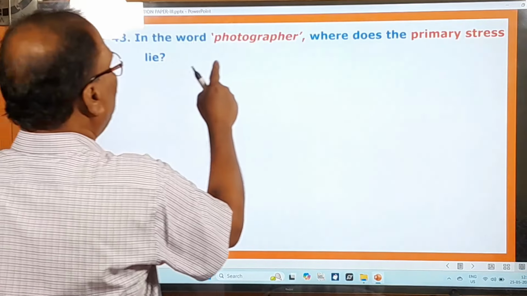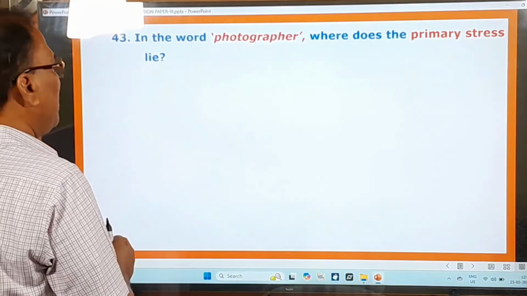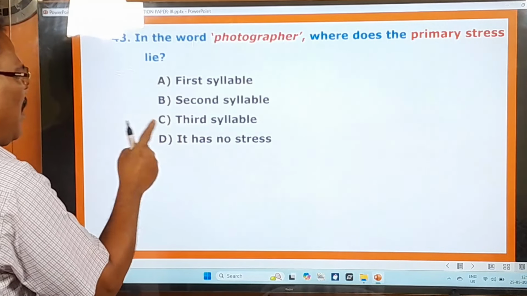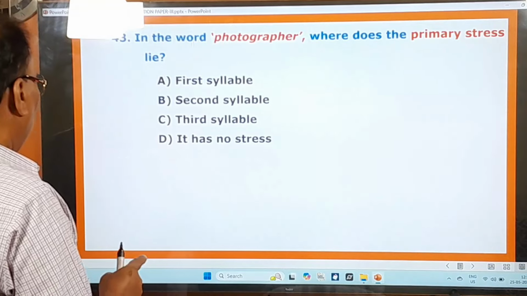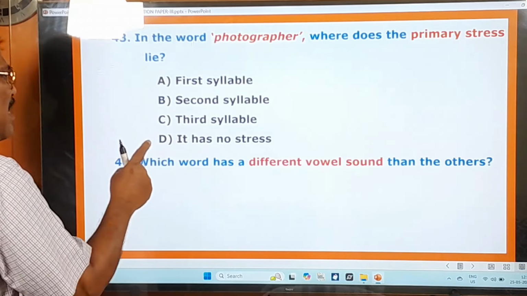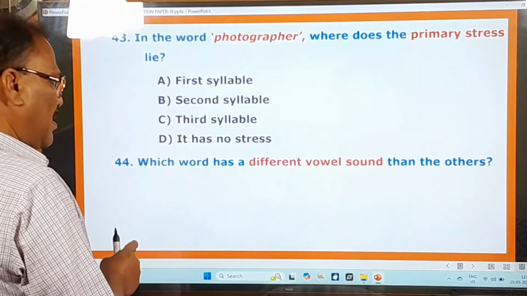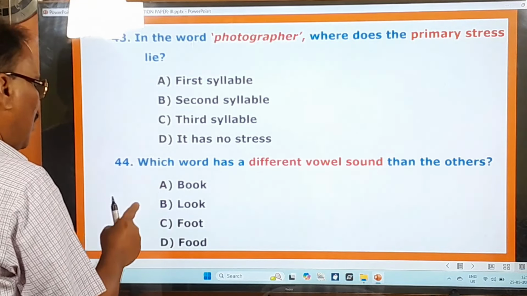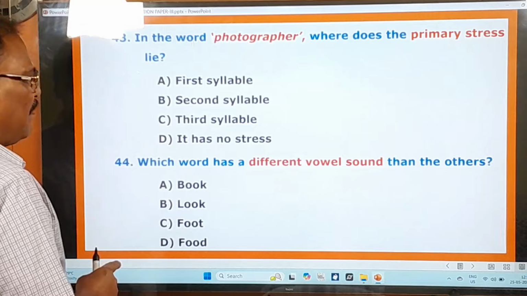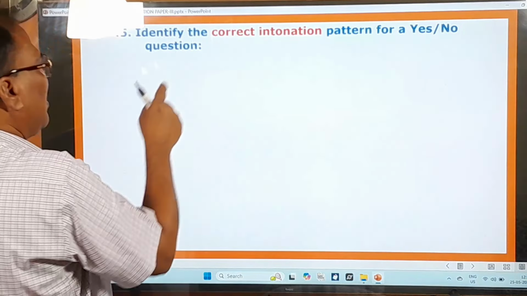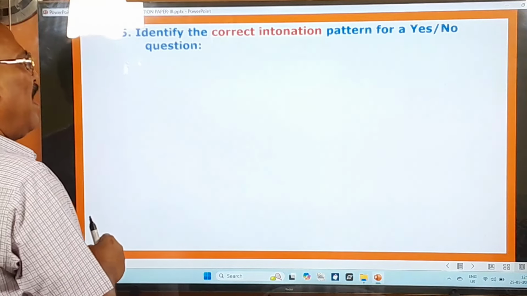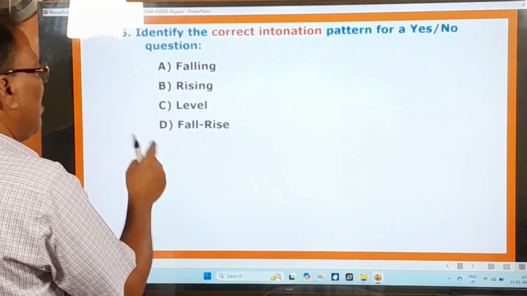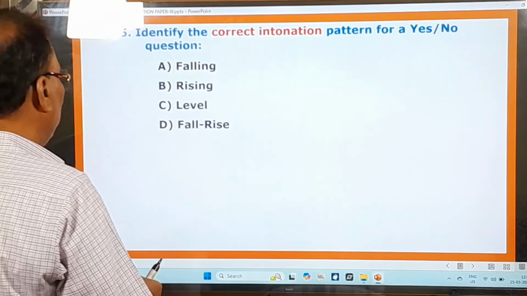43rd question, in the word photographer, where does the primary stress lie? First syllable, second syllable, third syllable, it has no stress at all. 44th question, which word has a different vowel sound than the others? Options given here are book, look, foot, food. 45th question, identify the correct intonation pattern for a yes-no question. Falling, rising, level, fall-rise.